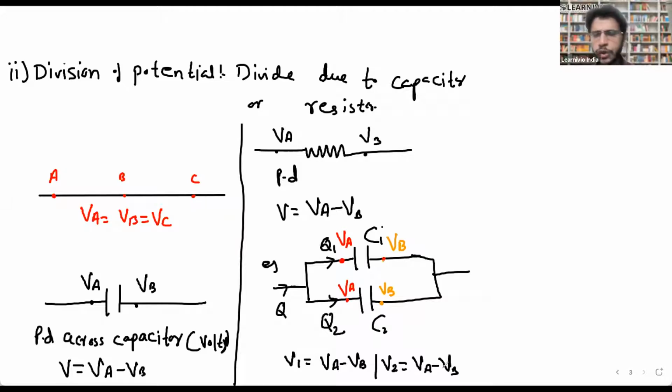So Ahmed, what do you think? Are these two voltages the same or different? So they are the same. V1 is equal to V2.